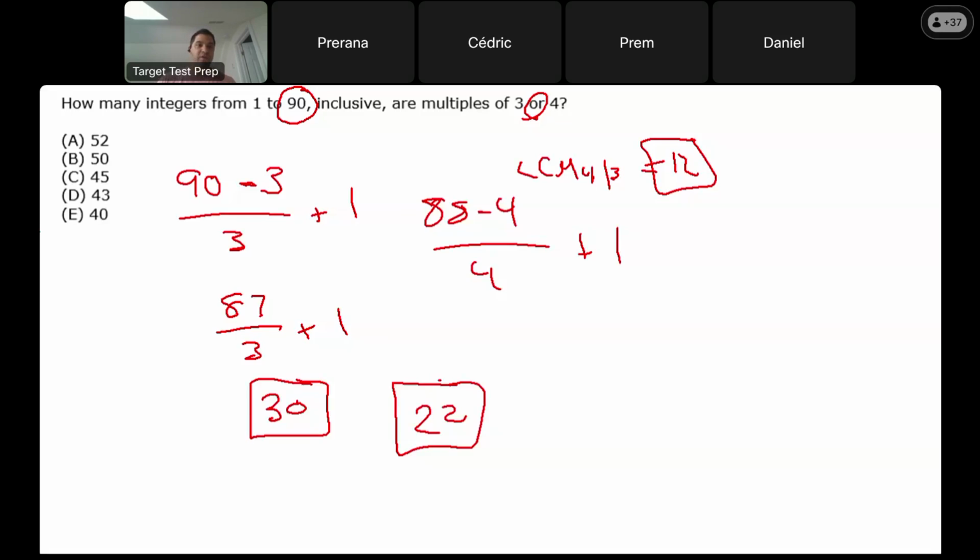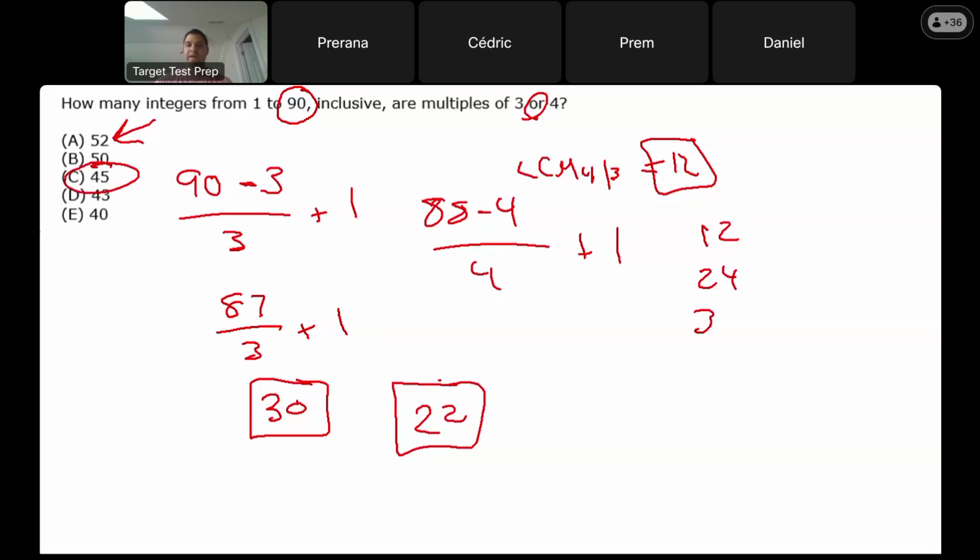Now, the trap answer here is 52. Notice it's staring us in the face here. It's not. You've got to account for the multiples of 12. You can do it any way you want. I mean, you could write them out. You could do 12 times whatever number to see what the final one is. Obviously, 45 is the answer. I see all you guys have that. But you have to get rid of them.